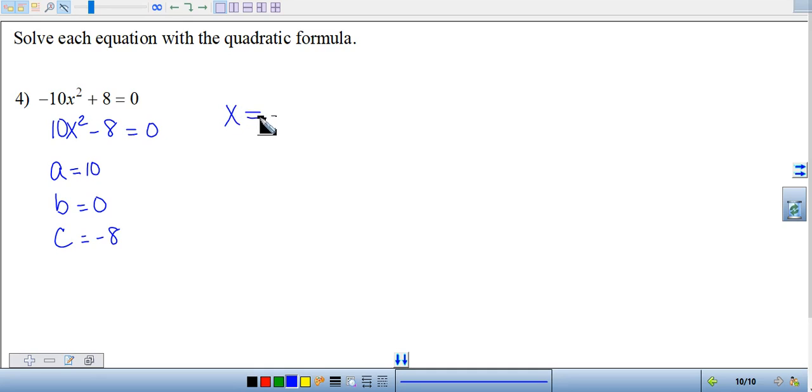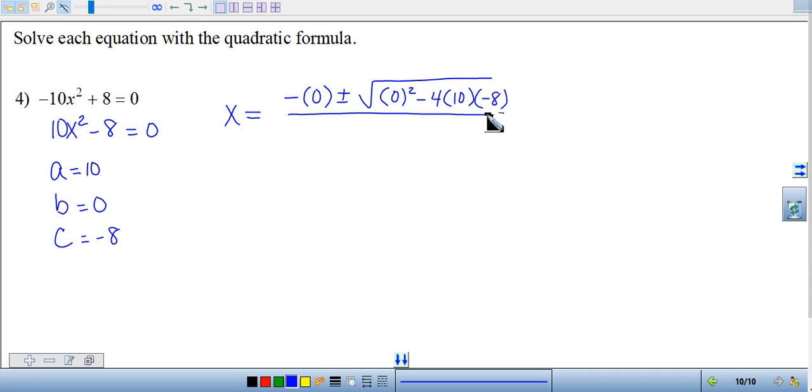So when I set up my quadratic formula, I have negative B plus or minus square root B squared minus 4 times A times C, all over 2 times A. Well, you can already see I can kind of cancel some stuff out. A negative 0 is just a 0, so it doesn't really exist. And 0 squared is also 0. So when I start cleaning up the rest of the problem, that plus or minus still exists. It means that I have 2 separate answers from this radical.